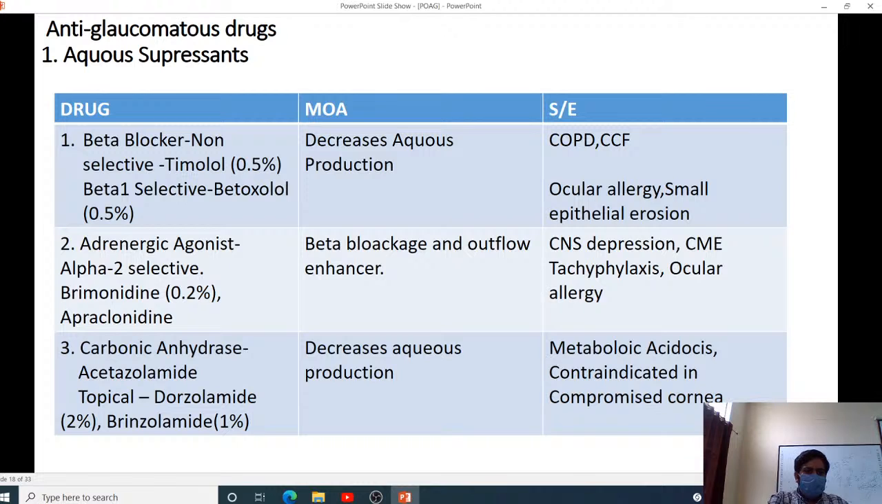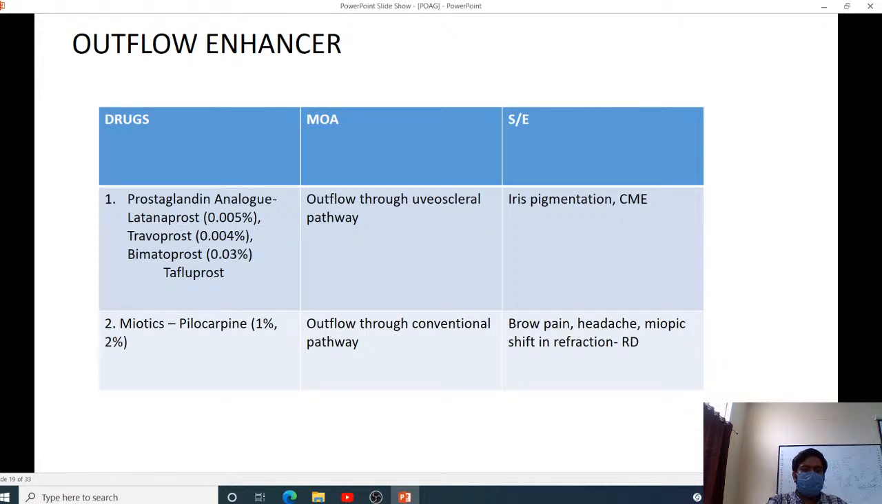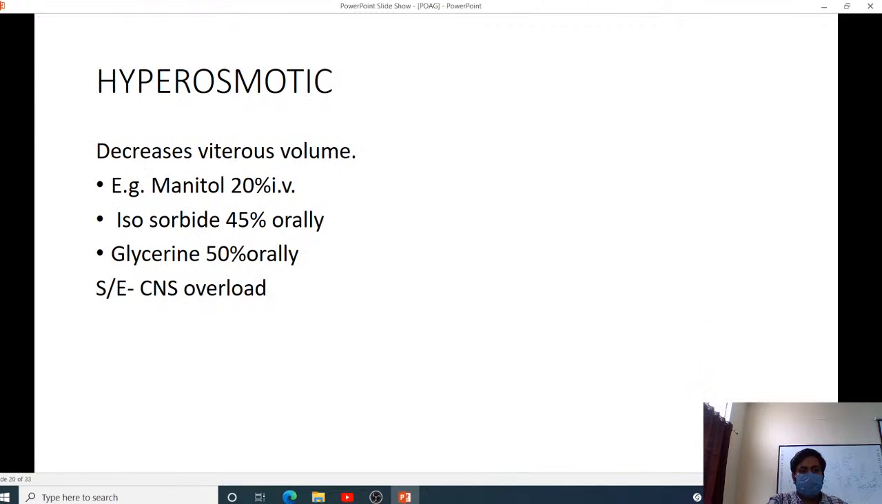So what are the anti-glaucoma drugs? These drugs are very important because they are not only asked in theory, but also in practicals. They will be kept for table viva. First, we divide anti-glaucoma drugs into categories: aqueous suppressants and outflow enhancers, third is hyperosmotic agents, and fourth is some latest drugs which I'll tell you.